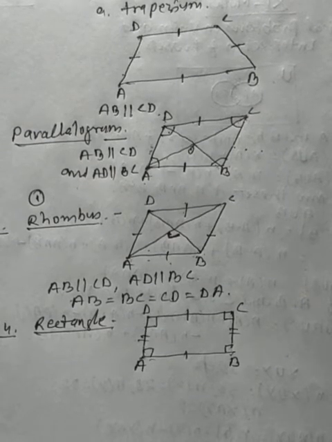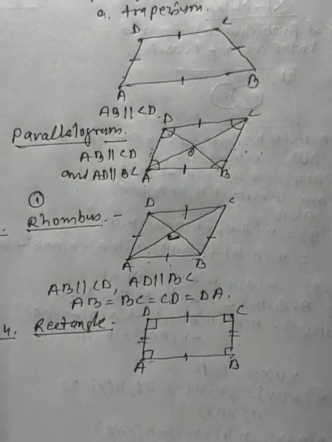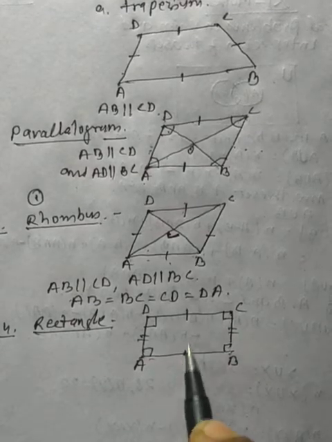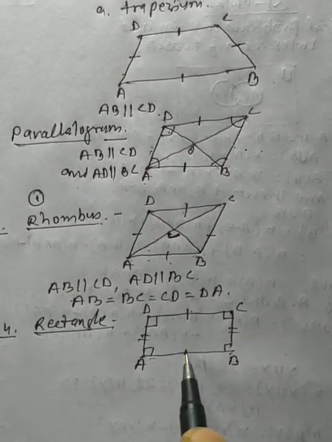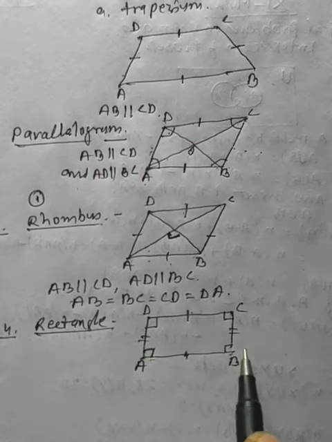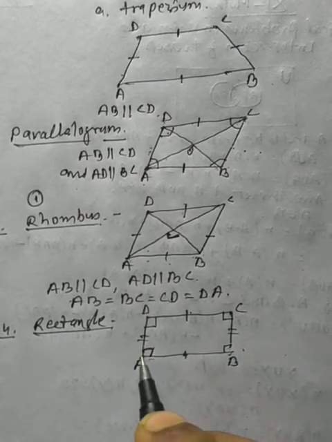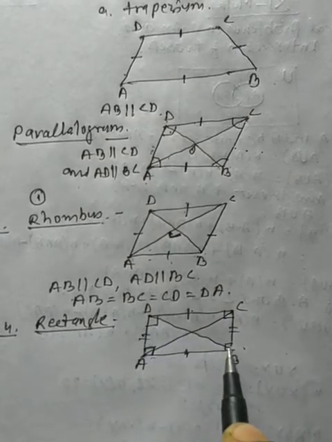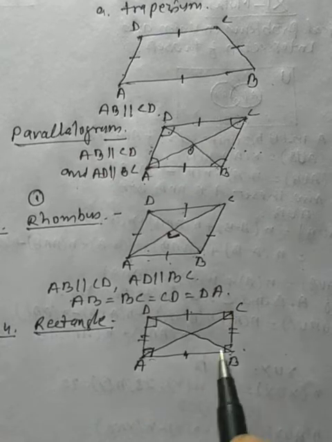Properties of a rectangle. Opposite sides of a rectangle are equal and parallel. Each angle of a rectangle is 90 degrees. The diagonals of a rectangle are equal. That means AC is equal to BD.